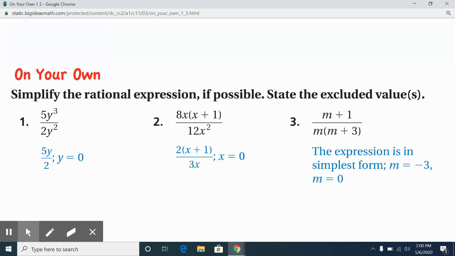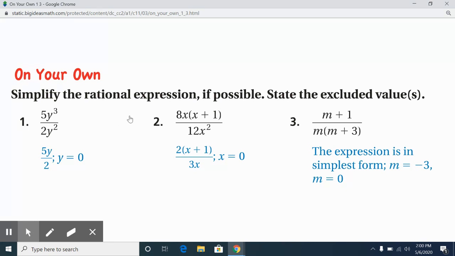Okay, so here are our answers. In number 1, here's my thought process. Ready? 5 over 2. That cannot be simplified. Okay, we can make it 2.5, sure, but they're just having you see if there's any greatest common factors between 5 and 2. There's not. So 5 over 2 does not change. Now the y to the third and the y to the second, there's one more y on the top, right? So that's why I'm left with one more y on the top. So 5y over 2 is our simplified answer, and 0 would be our excluded value, okay?